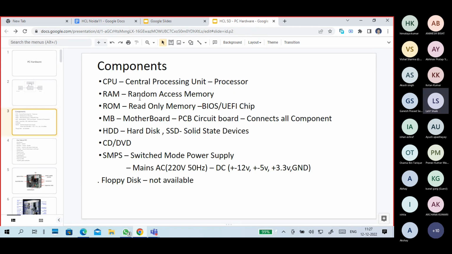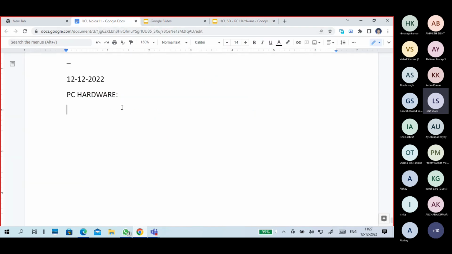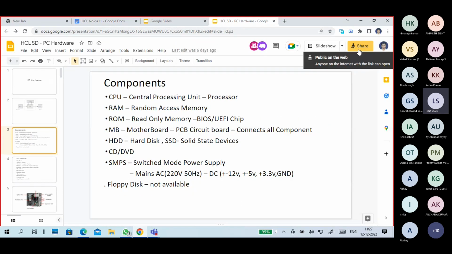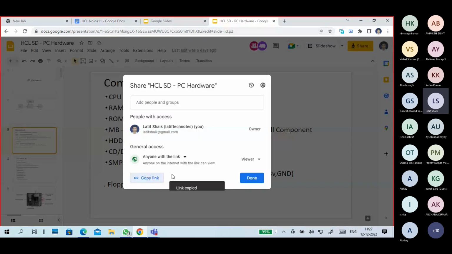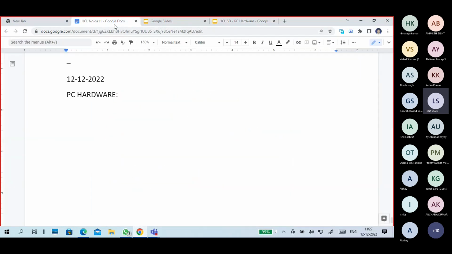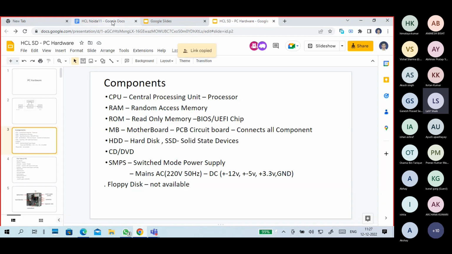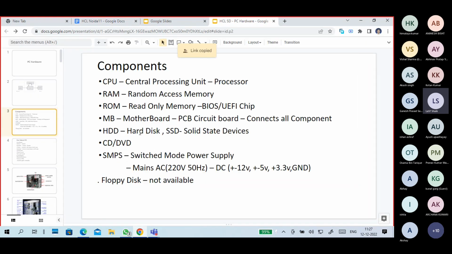Normally, for this purpose, I don't write on this paper. I will give the link directly. So when you are reading, only the title and the link are there. You can open the link and read it. You already have this link.